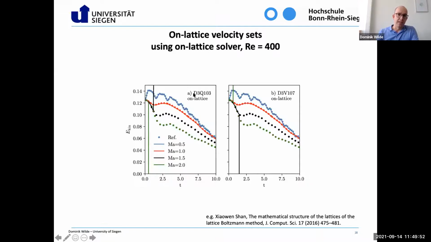So for this D3Q103, we see that up to Mach number 1.0, the kinetic energy is quite well matched. But for the higher Mach numbers, we have problems and unstable simulations. And the same applies for another degree 9 velocity set, an on-lattice velocity set of 3 dimensions with 107 abscissae.